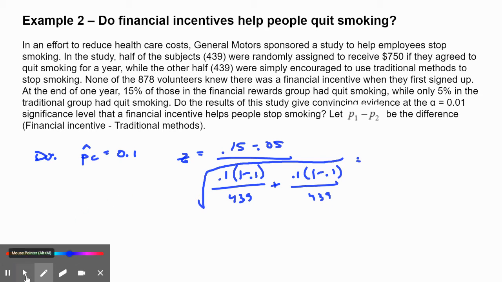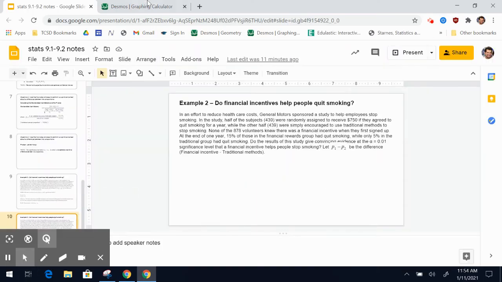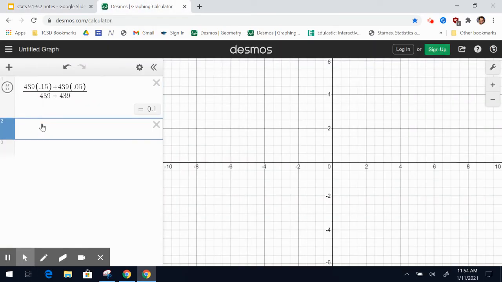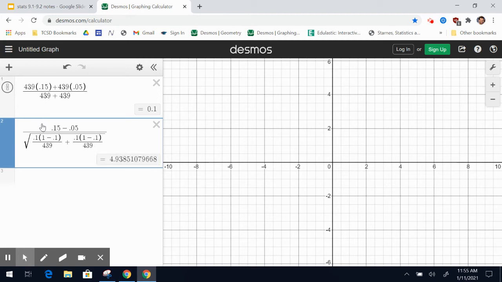So let's go do that in the graphing calculator. So the top fraction was 0.15 minus 0.05. The bottom is a big square root. The first fraction is 0.1 times 1 minus 0.1 all over 439. The second fraction is identical: 0.1 times 1 minus 0.1 all over 439. And there we go. That's our z value for our problem.